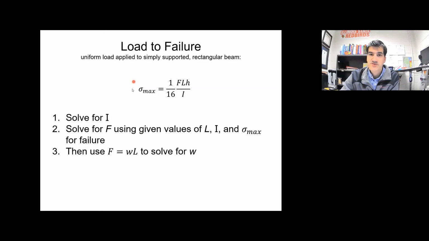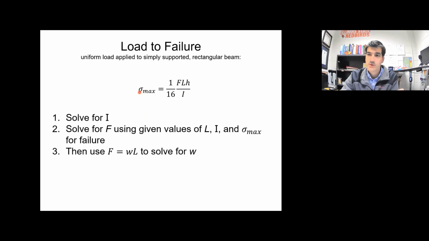Here is our equation for stress in a simply supported beam with a uniform load applied to it. How do I know that we need to use the stress equation instead of the deflection equation? Well, we're trying to use the flexural strength, the modulus of rupture, and that is the stress when it fails. So we need to use the stress equation so we can plug in the flexural strength, or the modulus of rupture, same thing, to this value right here.